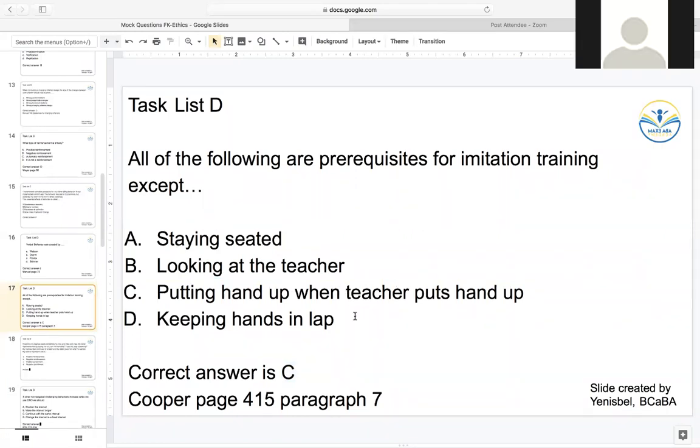Rita, explain. Because C is the imitation behavior. The student is imitating, so it's not a prerequisite. It is the behavior. Oh, okay, that makes sense.